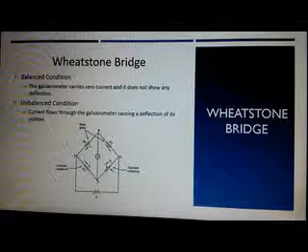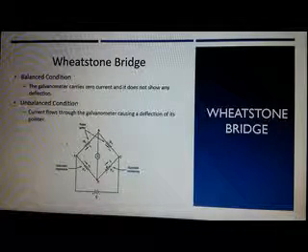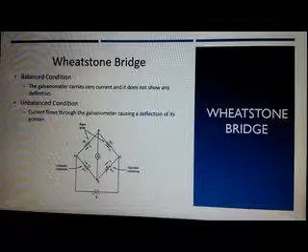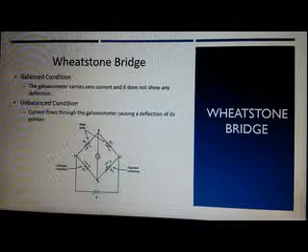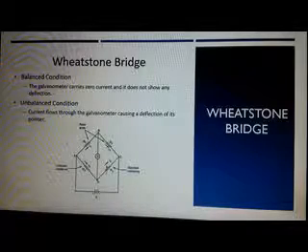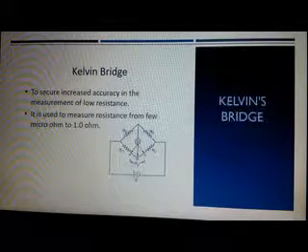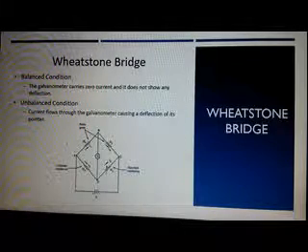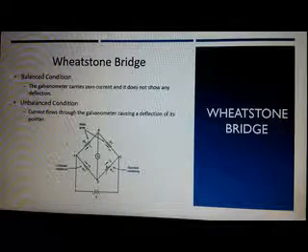In the Wheatstone bridge, when the bridge is balanced, the galvanometer carries zero current and does not show any deflection. Thus, the bridge works on the principle of null deflection or null indication. In an unbalanced condition, current flows through the galvanometer, causing the deflection of its pointer.